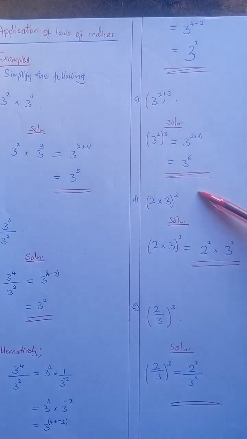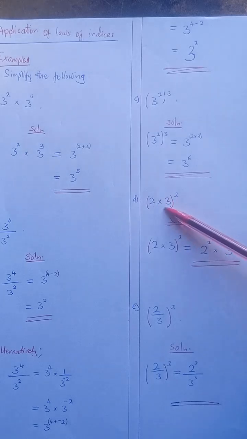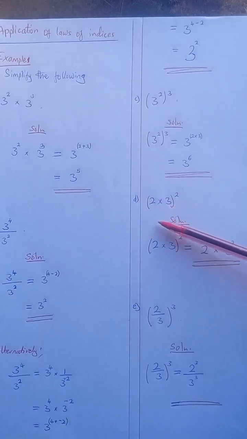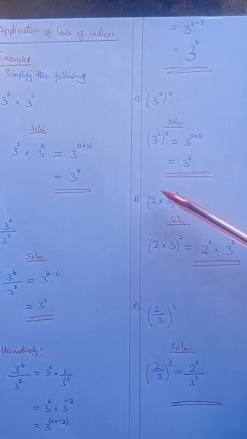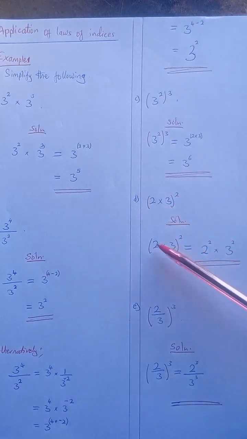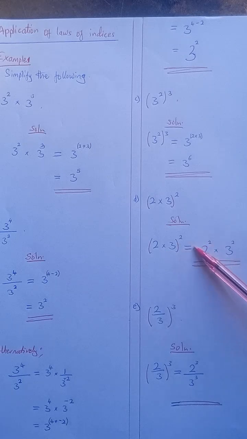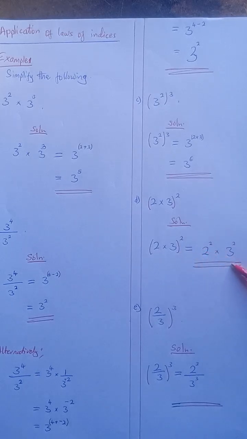So let us also go to part D. In part D we have 2 times 3, all of them to power 2. In this kind of arrangement, we know that the power which is outside is for each and every number inside. So this 2 here is the power for each of them, which means 2 here will be to power 2, then 3 here will be to power 2 as well. That will be the answer.